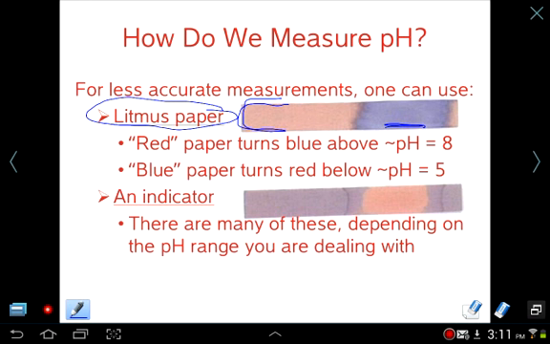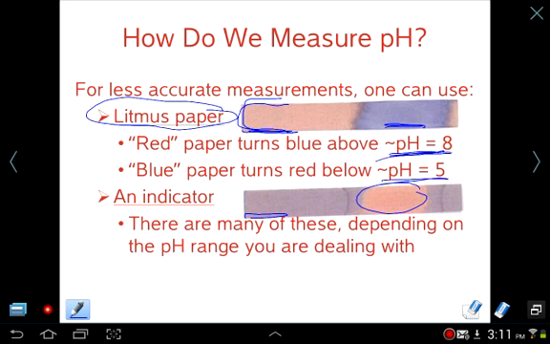Now usually litmus paper comes as red or blue. That way it's easier to see the difference. There is also neutral litmus paper that can turn either red or blue. But in general, this gives you a quick and dirty way of seeing. If you see red after you dip it in the solution, you get yourself an acid. And these are roughly the pH levels at which these color changes occur.